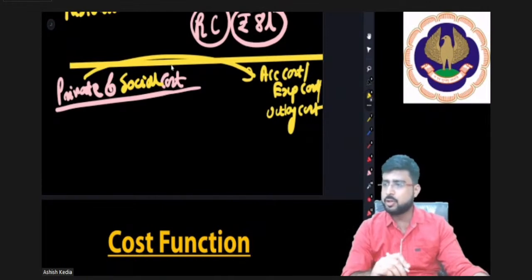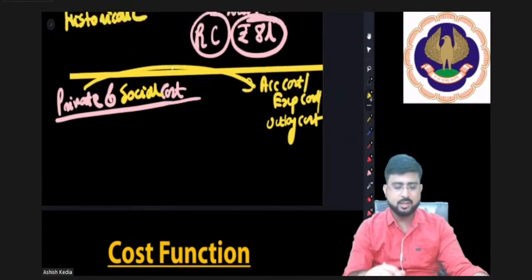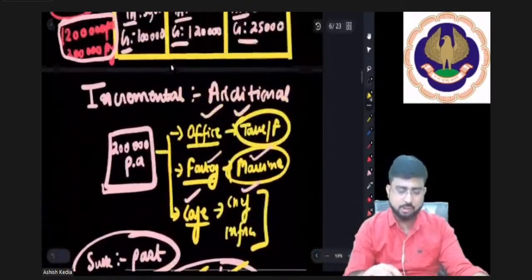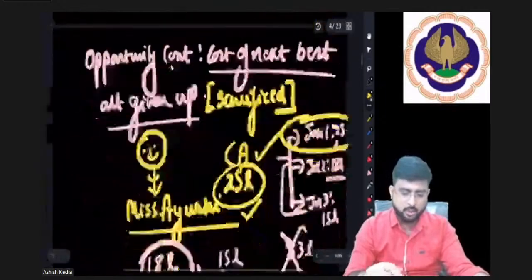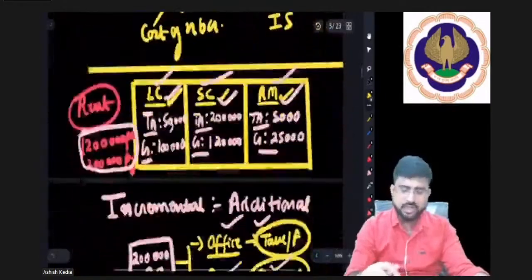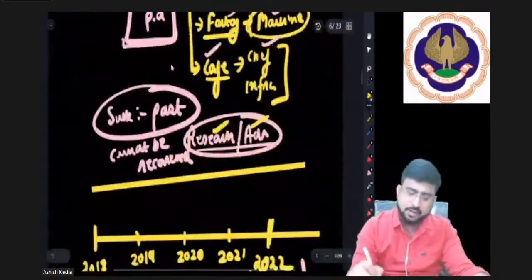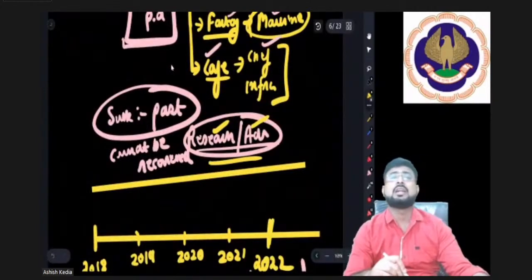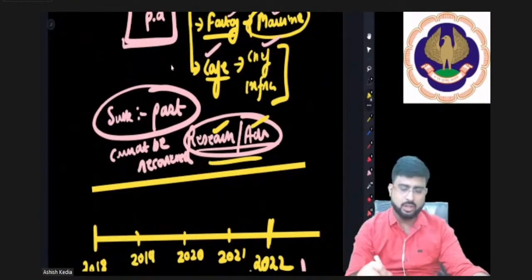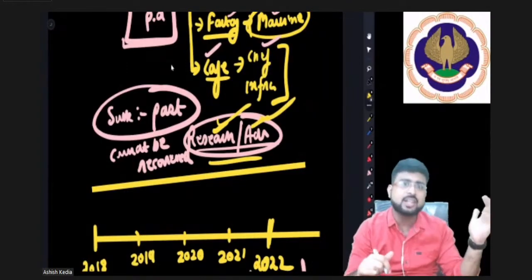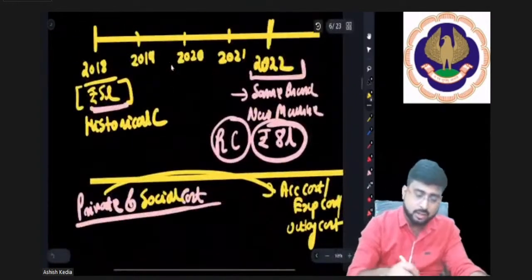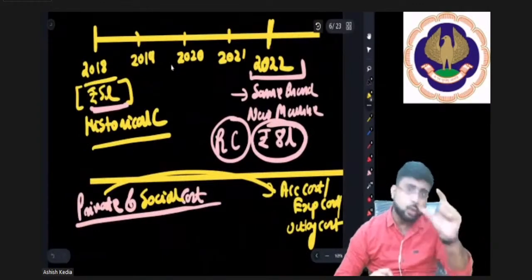One of our friends is asking, sir, how are historical cost and sunk cost different? When we talk about sunk cost, it means the cost which can never be recovered anymore, like research and advertisement cost. You have incurred it in the past and cannot recover it. But when you talk about historical cost, you can still recover it.